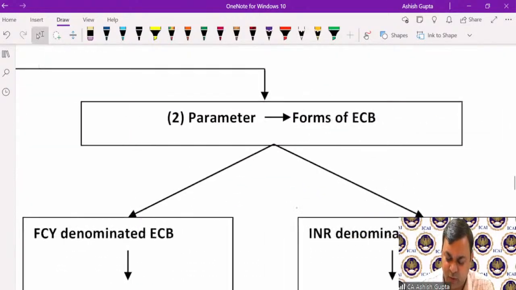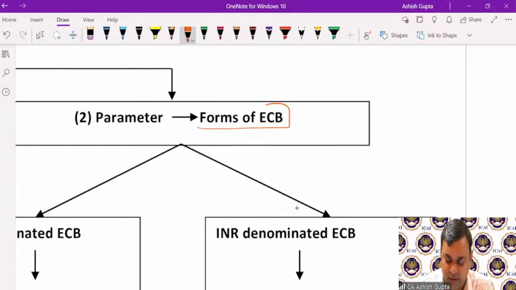So the second topic deals with form of ECB, meaning whatever amount you are going to take from outside India, in which format. That consists of a fixed rate of return you will provide for this amount as a loan, or what kind of investment the foreign entity will do in your company.